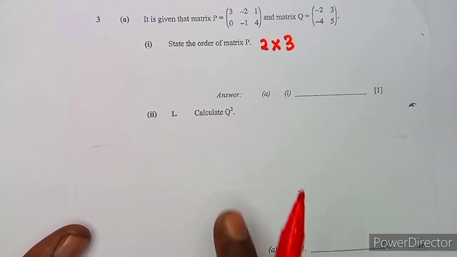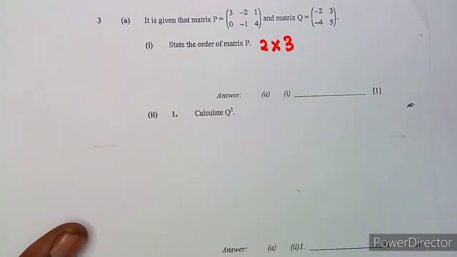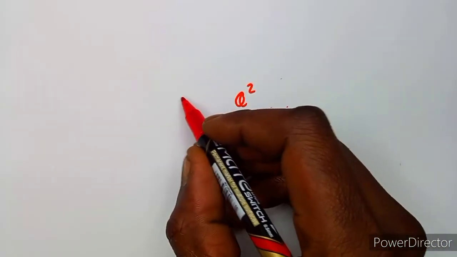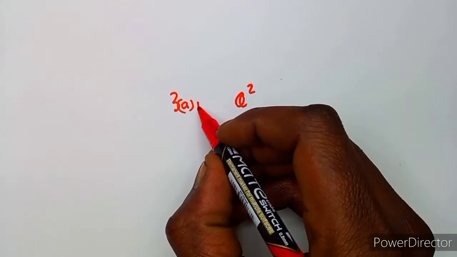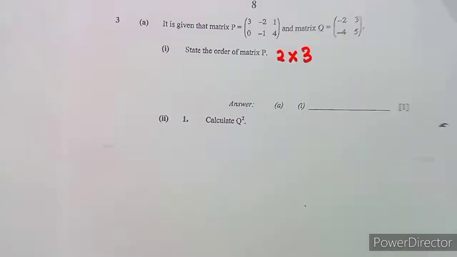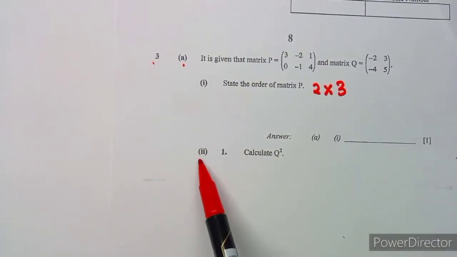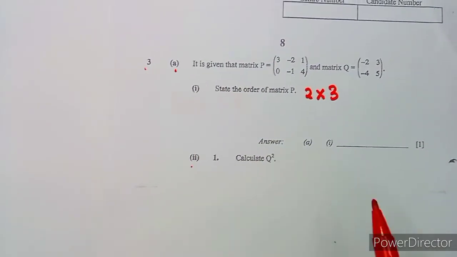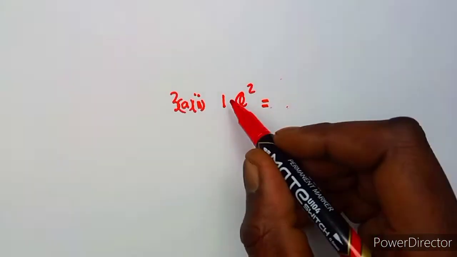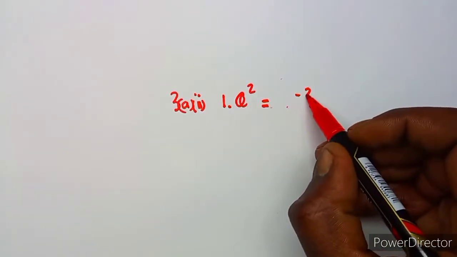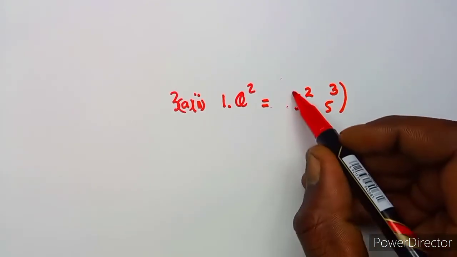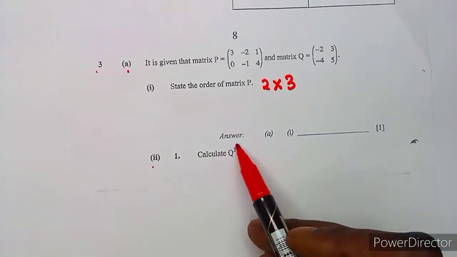Okay, then calculate q squared. So q squared, that is what we need. So this is number 3a, item 2, 1, like this. Okay, that's it. 3a, item 2, then 1, which is q squared. So for q squared, you're simply taking this q, then we square it. Okay, so how do we square it? That is the question. Minus 2, 3, minus 4, 5. This is our matrix q. Now we have to square that.